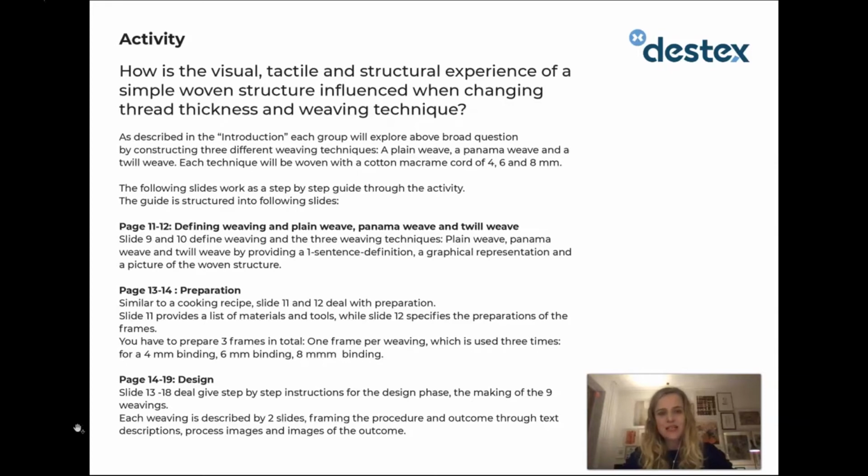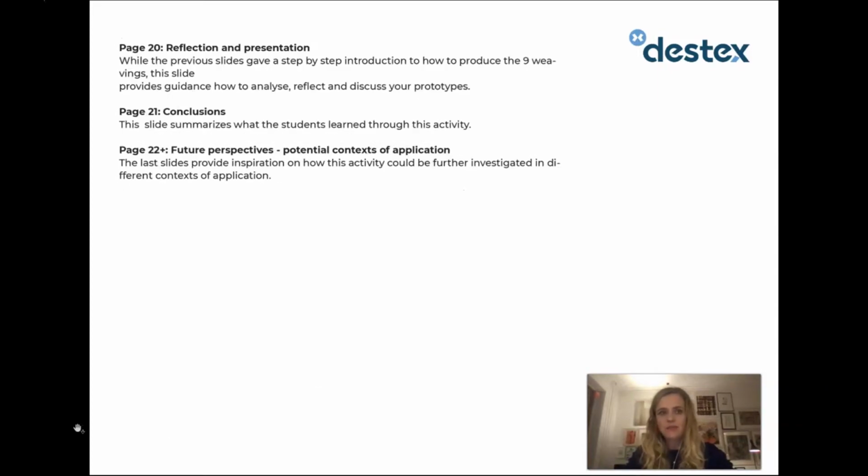In the following slides, we'll work as a step-by-step guide through the activity. The guide is structured into the following sections. Pages 11 and 12 define weaving. Pages 13 and 14 are about preparations. Pages 14 to 19 are about the design. Page 20 is about reflection and presentation. Page 21 is presenting conclusions. And page 22 and the following present further perspectives and potential contexts of application.